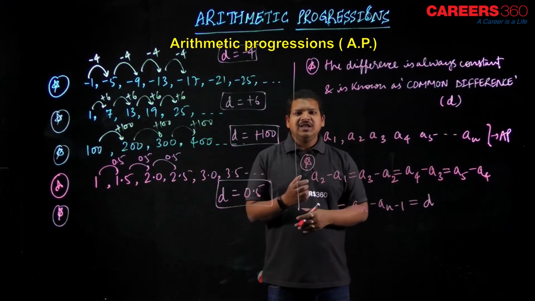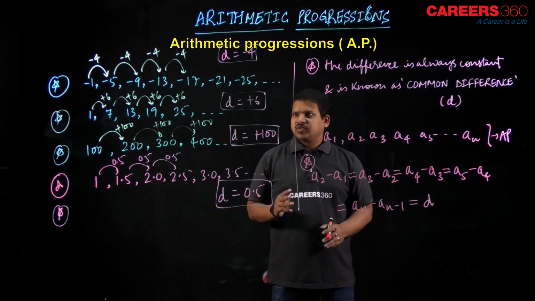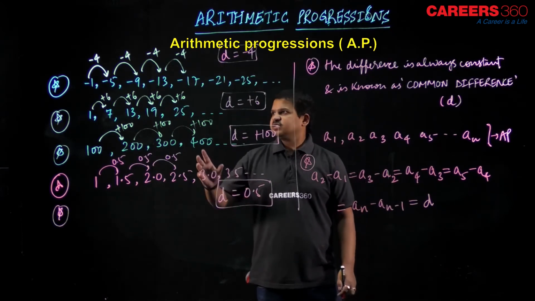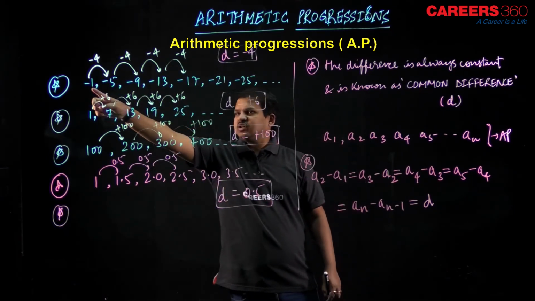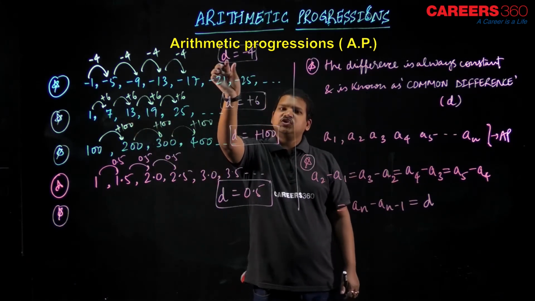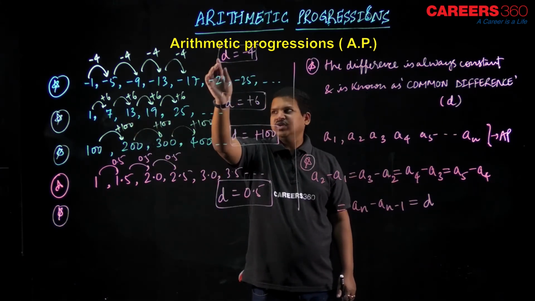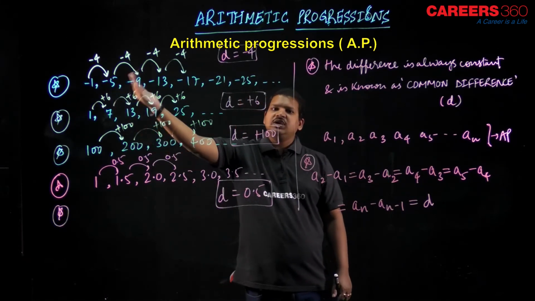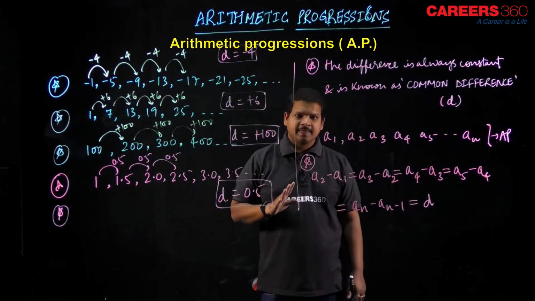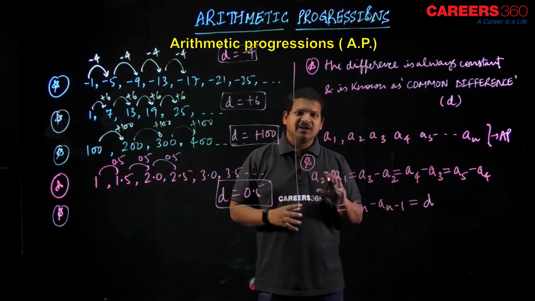So in any AP, there are mainly three things. Firstly, there is this first term which is important, and then there is this common difference which is also a very important thing. All you need to do is just keep on adding this common difference to get another term, right? Now let's have a look at another angle.